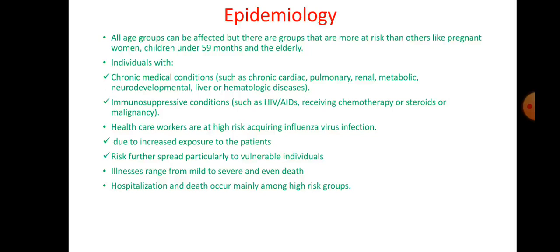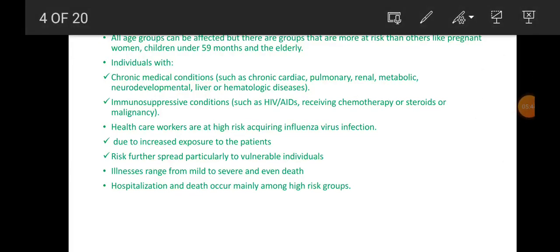The rest, there is a list of which people may have more chance of getting this influenza virus. So it's chronic medical conditions like cardiac, pulmonary, renal, metabolic, neurodevelopmental, liver or hematologic diseases, immunosuppressive conditions such as AIDS, receiving chemotherapy or steroids, or malignancy. Healthcare workers are also at higher risk of acquiring influenza virus.